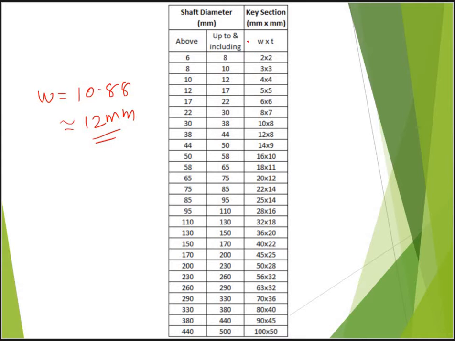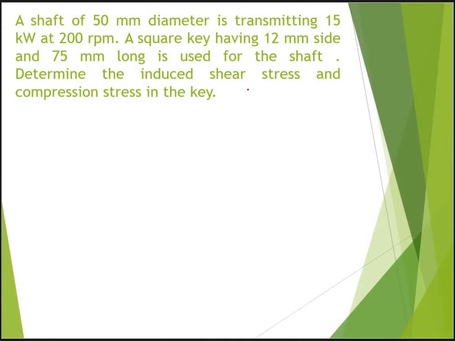These are the standard sizes given for key sections, 2 by 2, 3 by 3. In that, after 10 by 8, we can see that it's 12 by 8. After 10, it is 12. We are not using a key of size 11 or width 11 mm. So we can refer to this table for selecting the key dimension. Okay, we have to take the standard size.